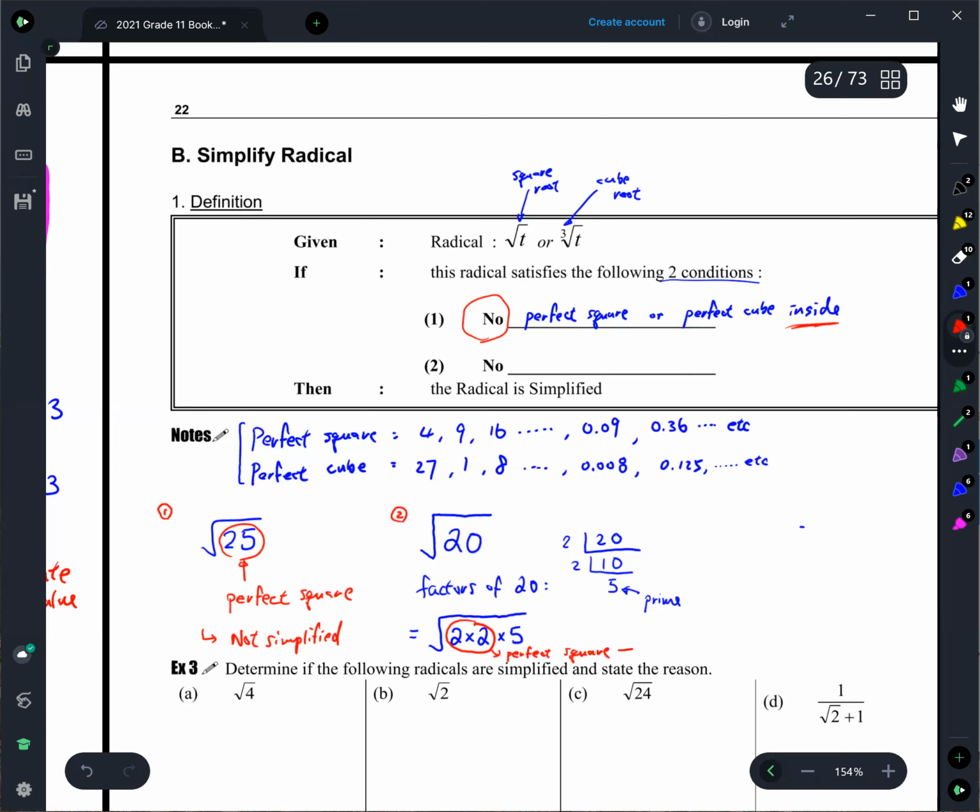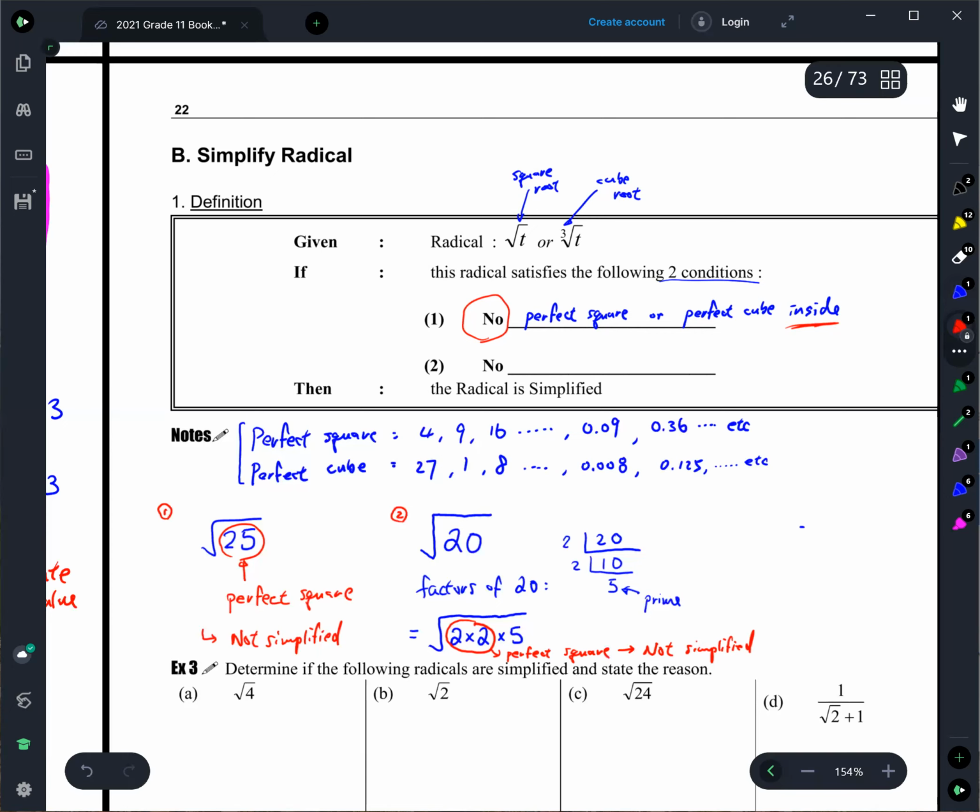Okay, therefore, it's still not simplified. Even though at the beginning the 20 looks like it's simplified, there's no perfect square. But once you break it down, there are perfect squares hiding inside. So when you are not sure, you have to break it down.